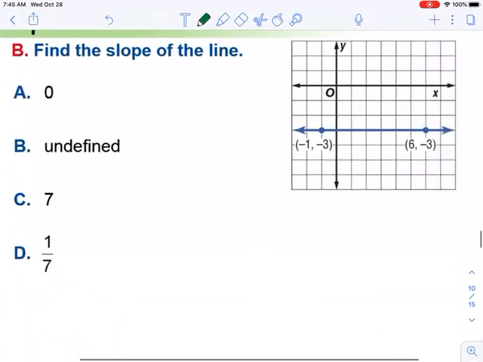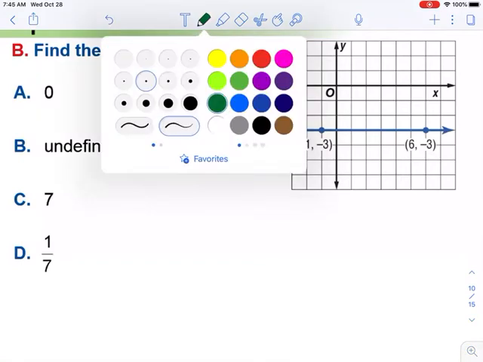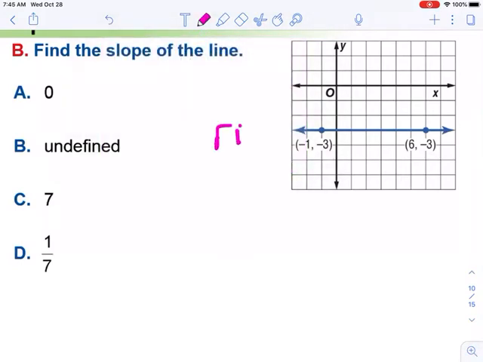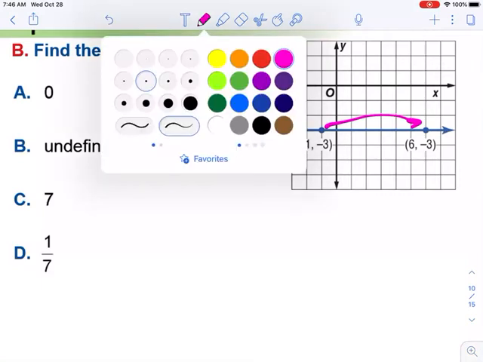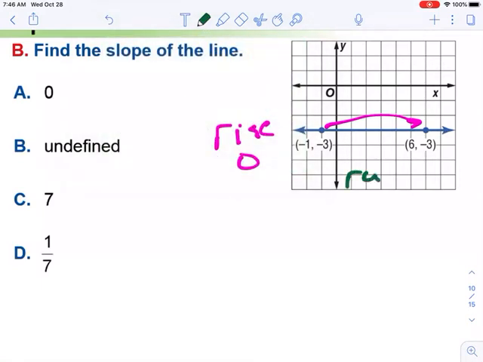Find the slope of this line. Okay, we can count. The rise from one point to the other, from here to here, it doesn't go up any. The rise is 0. It doesn't go down any either. Down would be negative, up would be positive. This is neutral. Just go straight across. The run looks like 1, 2, 3, 4, 5, 6, 7. The run is 7. Okay, so we have rise over run.